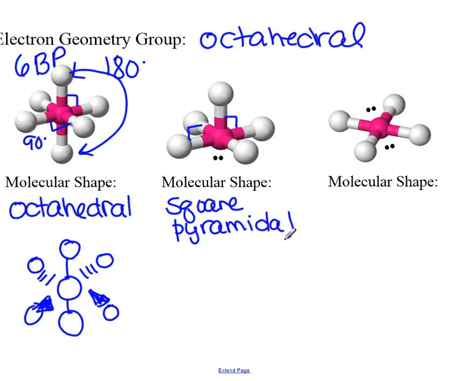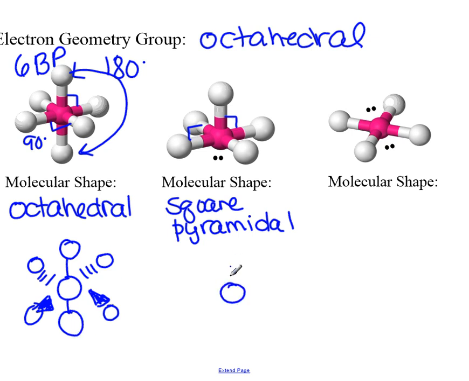Why is this one called square pyramidal? It looks like a square-based pyramid. Here's the square around the bottom. Imagine drawing those together and you would get a square. And then there's the top of the pyramid there. When drawing this one, we're going to use this as our reference point. It's going to be exactly the same, except the bond at the bottom is not going to be there.